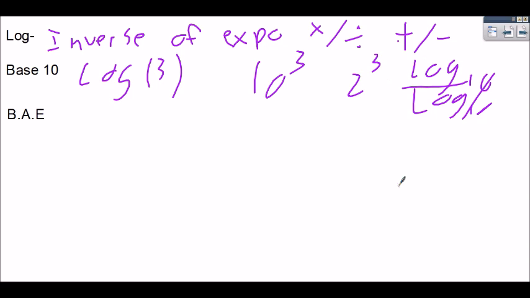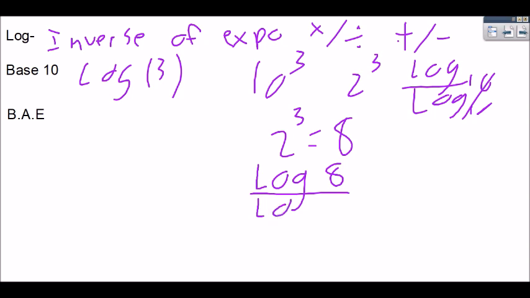So let's look at the example of 2 to the 3rd is going to be equal to 8. So when I type into my calculator, I need to do log of my answer divided by log of my base is going to equal my exponent. And you can try this in your calculator real quick to prove it.